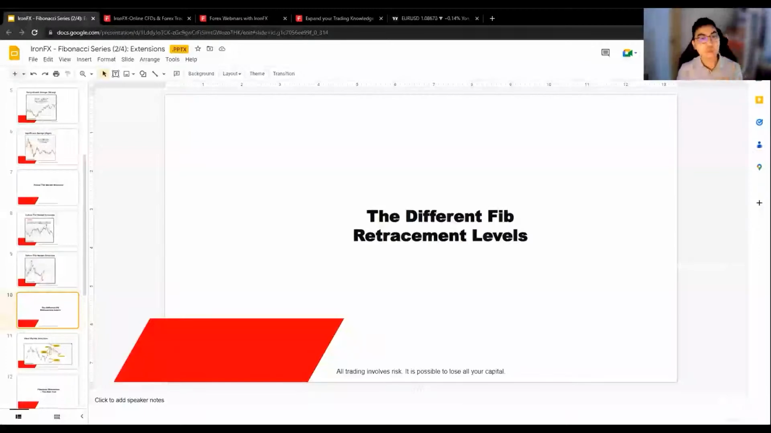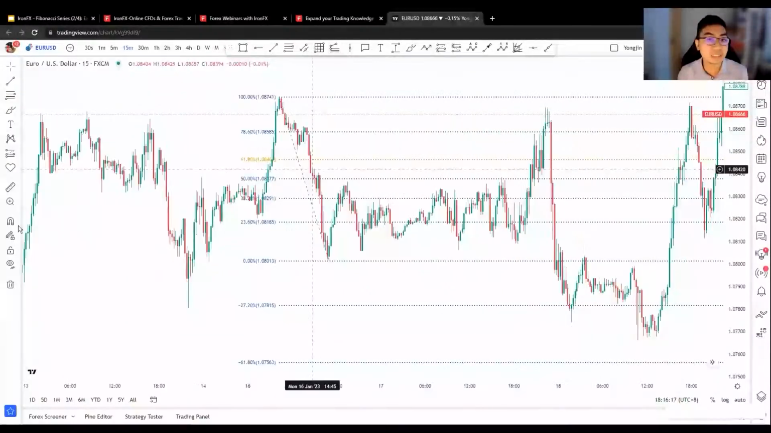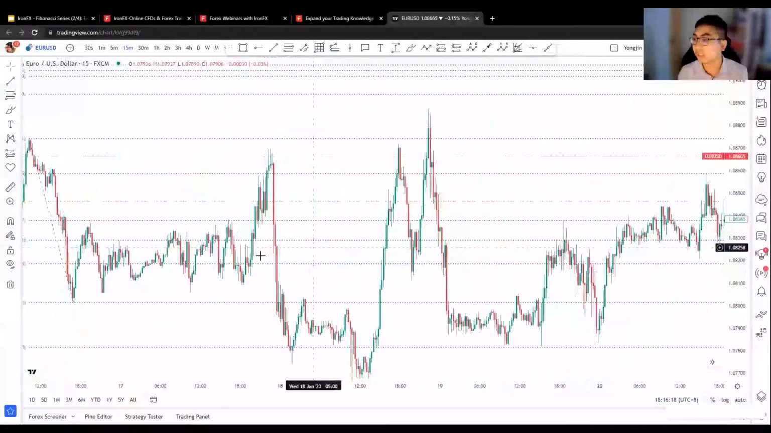Also, please try to implement the Fibonacci retracements for your trading. It actually helped me a lot. Last time I did not use Fibonacci retracement for my trading. I did not know where price can potentially head to. I did not understand the concepts of Fibonacci lines.